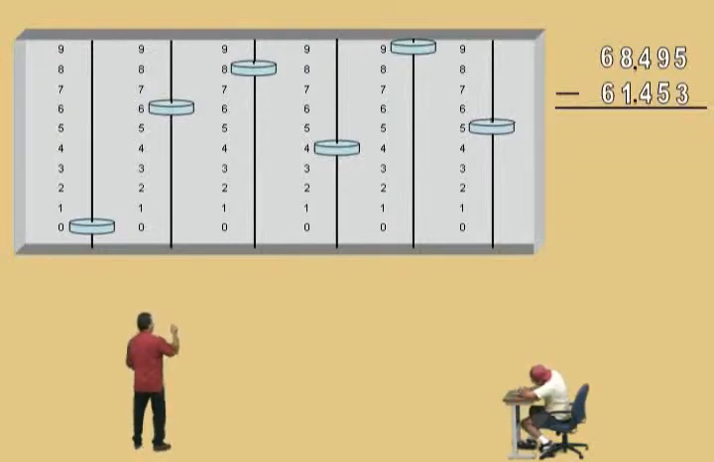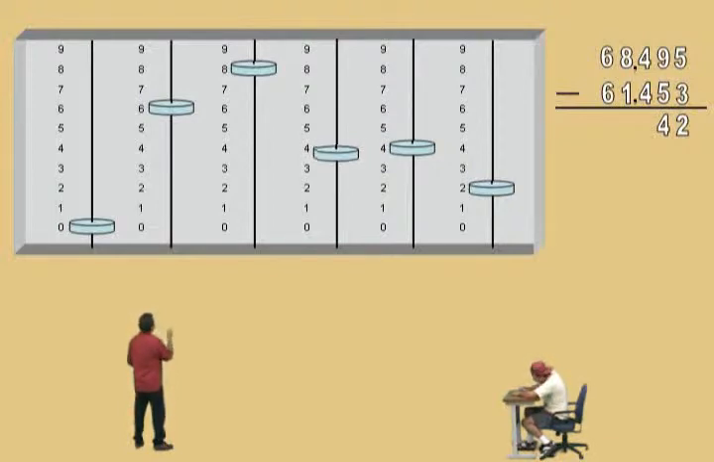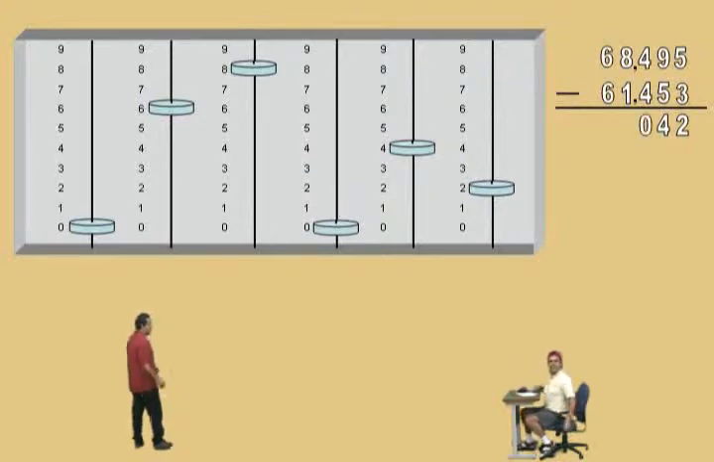In our ones column, we have 5 subtract 3, which is 2. 2, very nice. We'll go ahead and record that. In our tens column, we have a 9. If we subtract 5, we do get that 4. We'll go ahead and record that. In our 100s column, we have 4, Charlie, but we're going to subtract 4, which takes you to where? 0. So we'll go ahead and put our 0 over there.